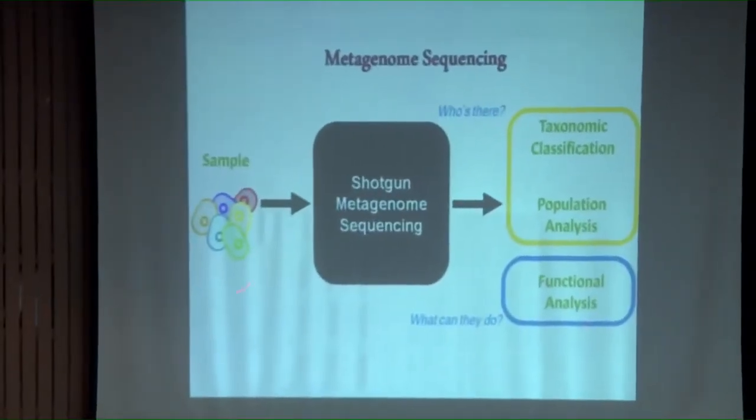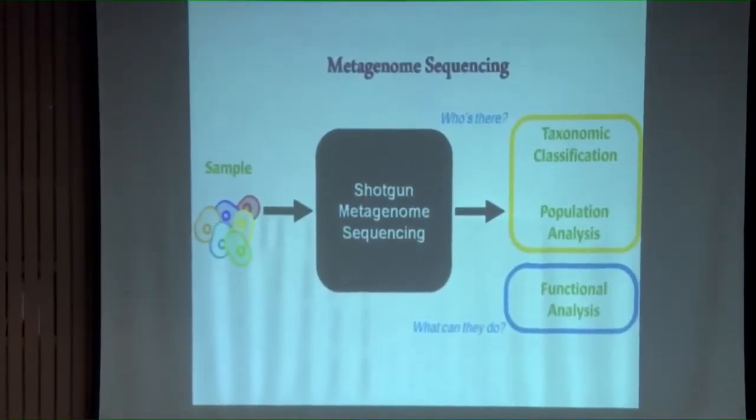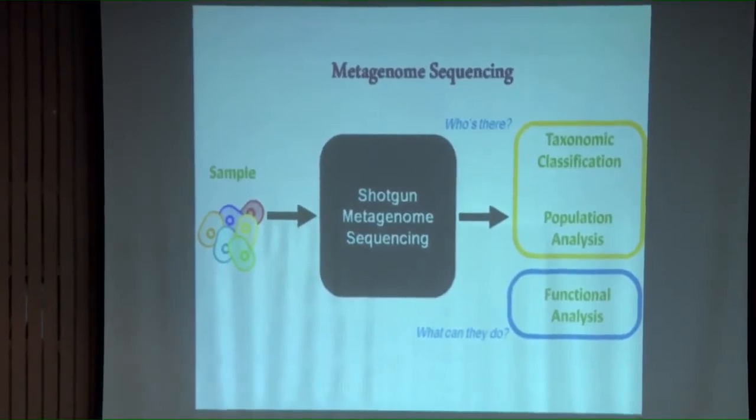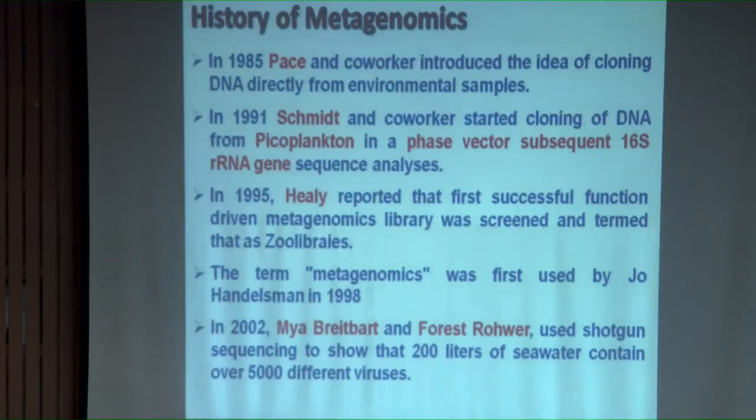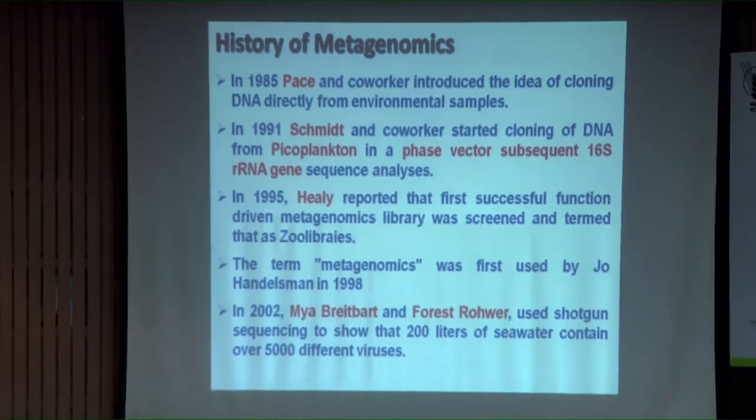So you take a sample, it can be any sample, and when I say sample, the whole DNA of that sample, and then you go ahead for the sequencing. The sequencing will tell you who's there, taxonomic classification and population analysis, and what can they do, that is the functional analysis. If I pause here and take you back in one slide, the history of metagenomics, where all and when all it started.